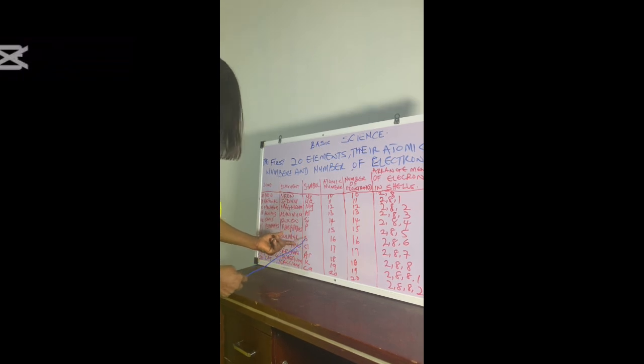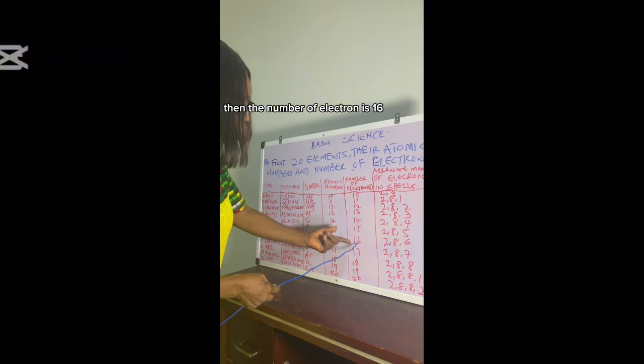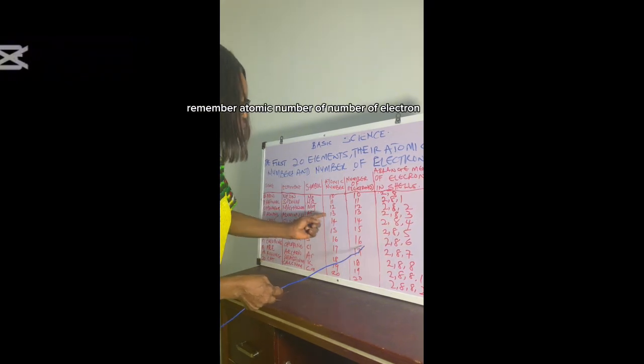Then S, this is number 16. It shows that the atomic number also is 16. Then the number of electrons is 16. Remember, atomic number and number of electrons are the same.